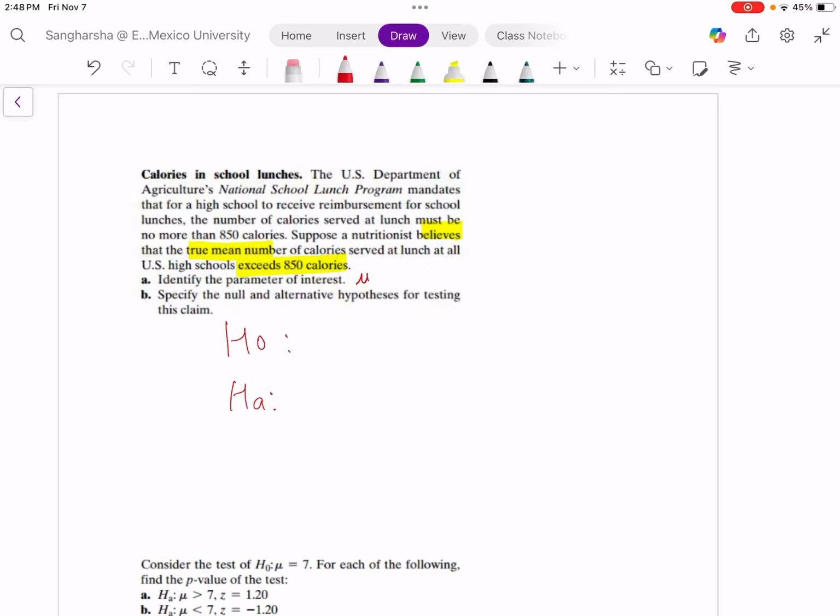It means their claim is mu is greater than 850 calories. So this is the claim made by them. We want to test this one, so this is our alternative hypothesis. The null hypothesis will be the parameter mu equals a number close to this alternative hypothesis, which will be the same, 850.